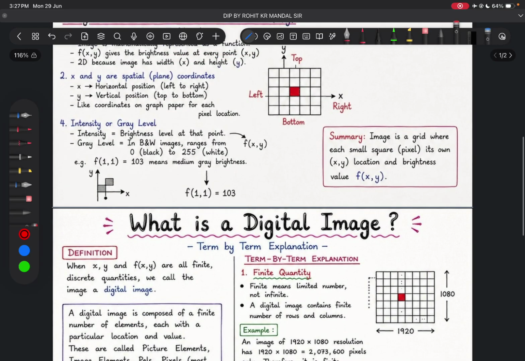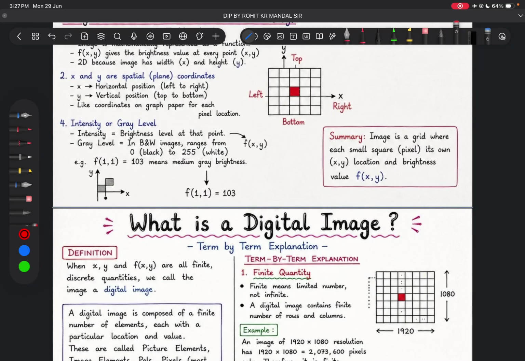Now we can understand x and y coordinates. The x coordinate represents the horizontal position and it moves from left to right. And the y coordinate represents the vertical position. It moves from top to bottom. Every pixel in an image has its own x and y location, just like points on graph paper. Every pixel has an address.